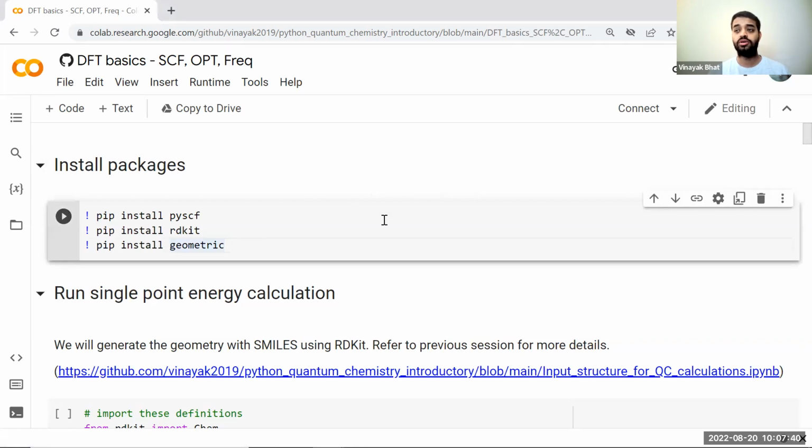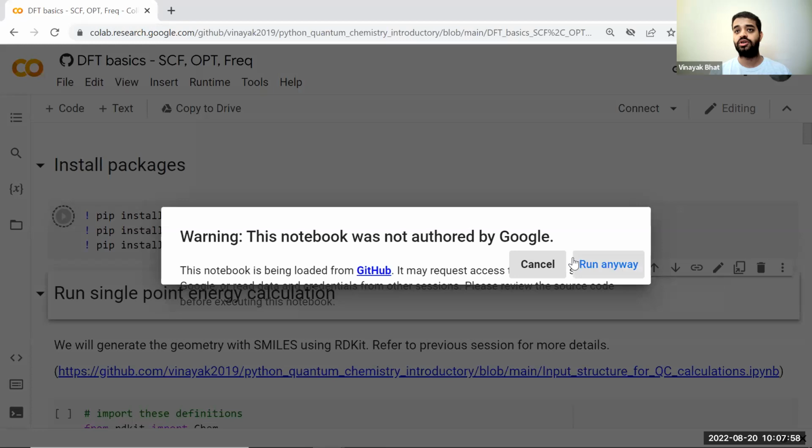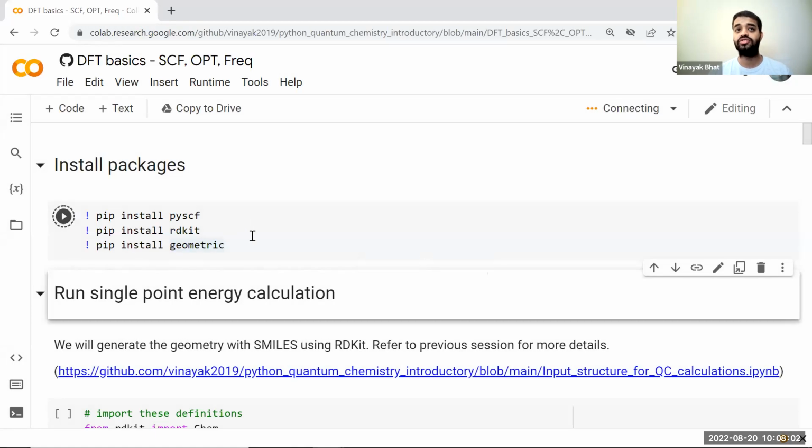So this is Google Colaboratory, an environment where you can run Python. It's like a Jupyter notebook. If you are not familiar with this, all you need to do is press this play button to run this cell, and it'll run the code within it. So the first thing we are going to do is click on Run anyway, and it'll run this. We are going to install some packages.